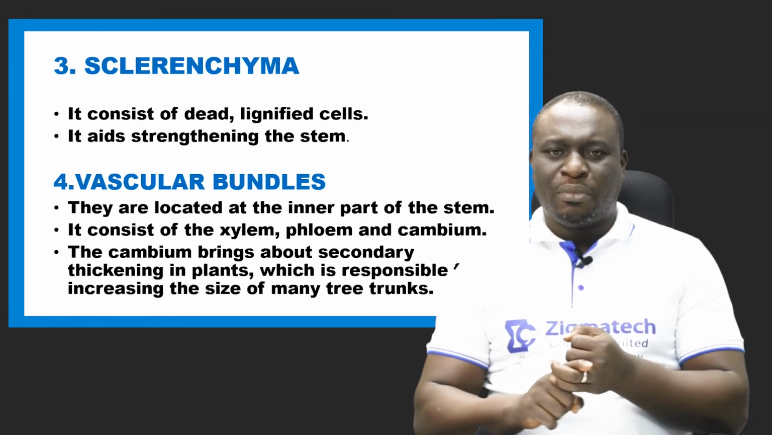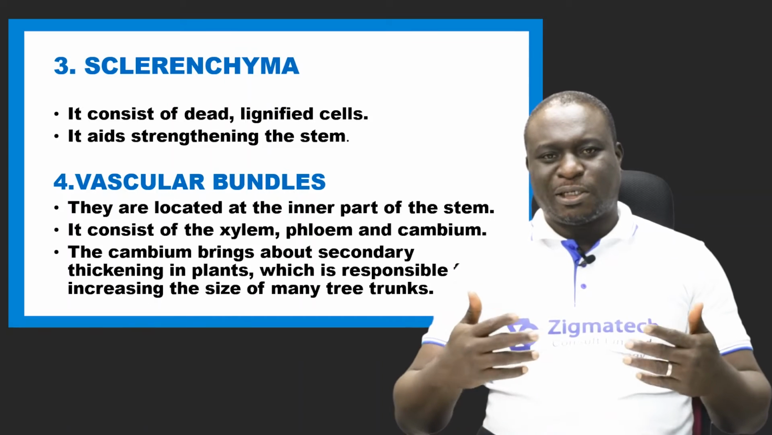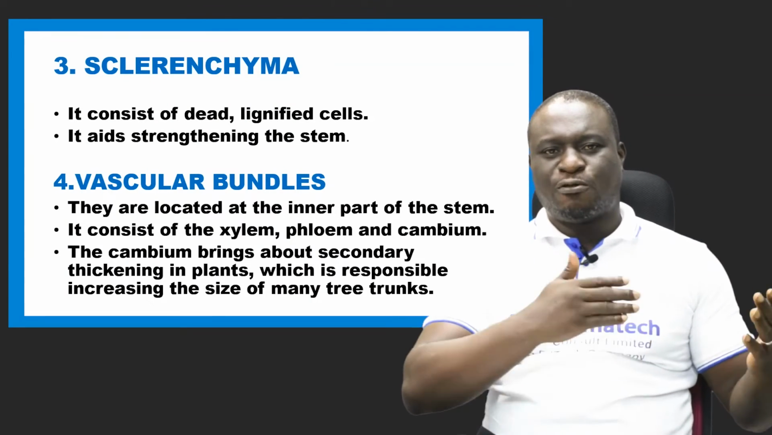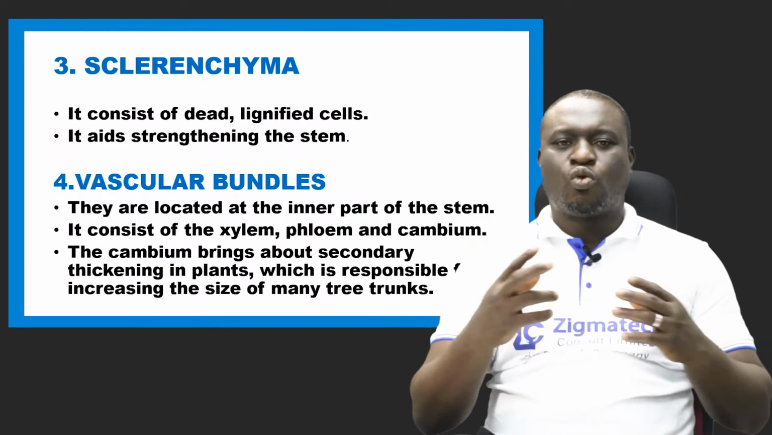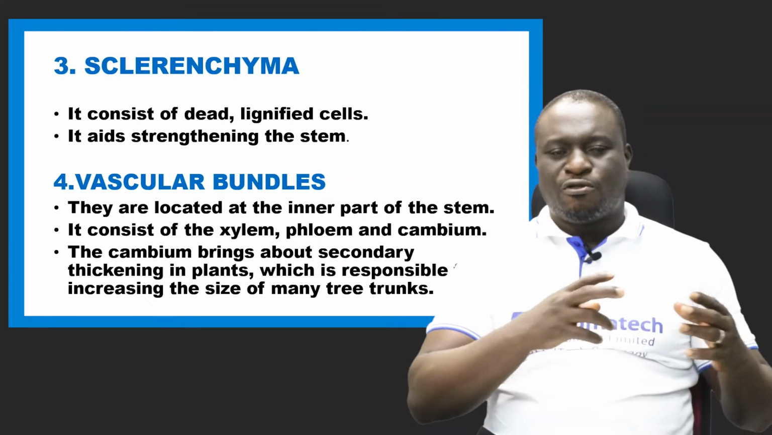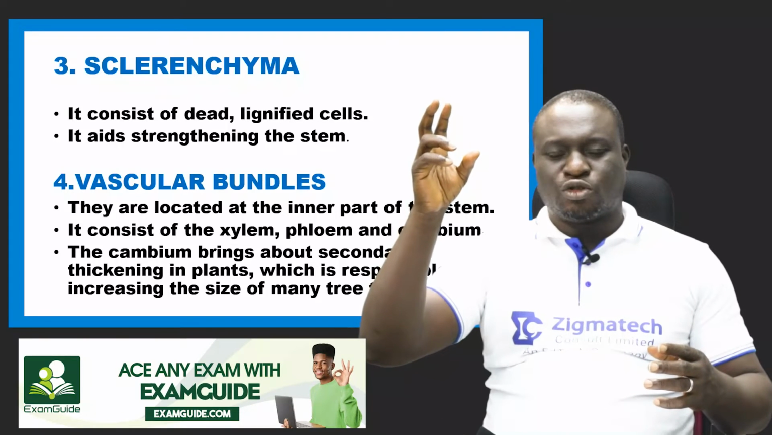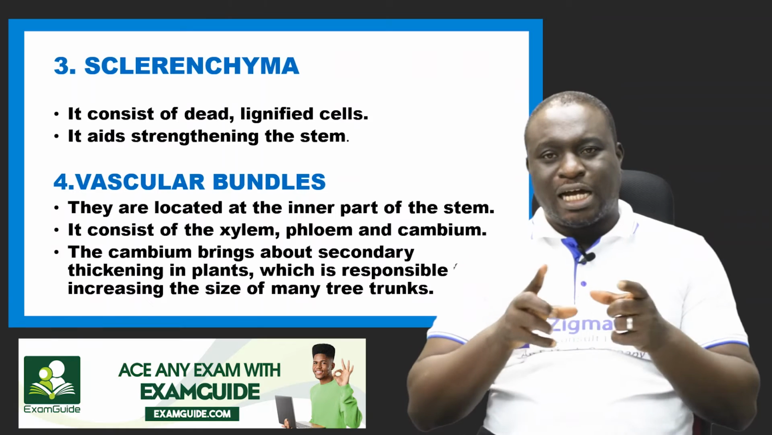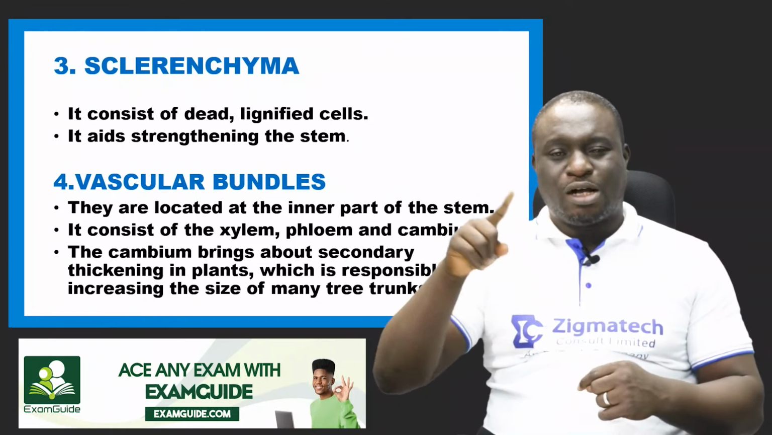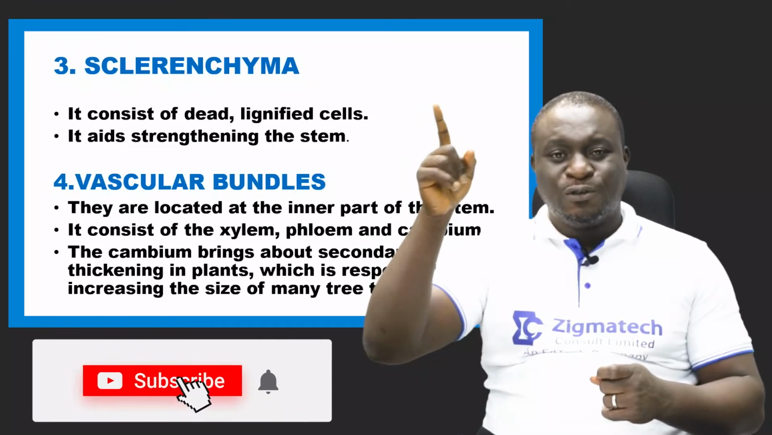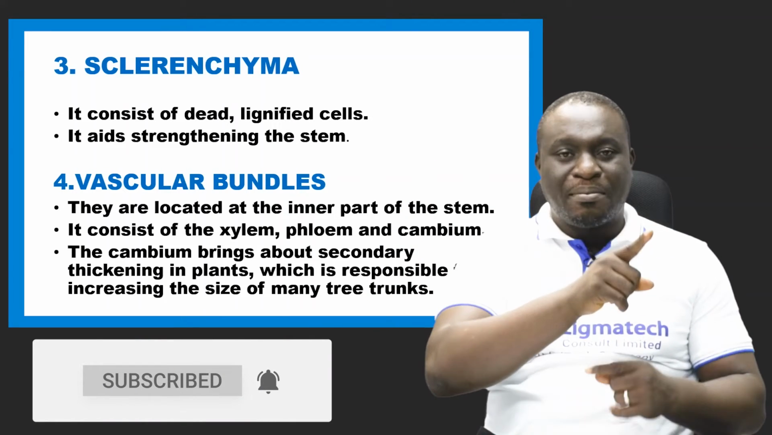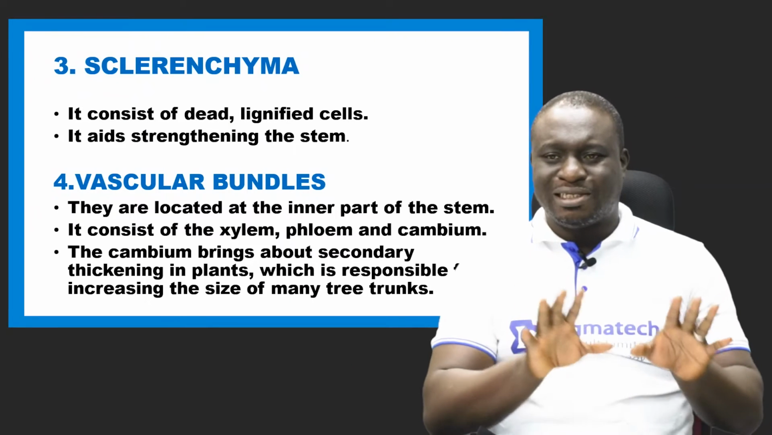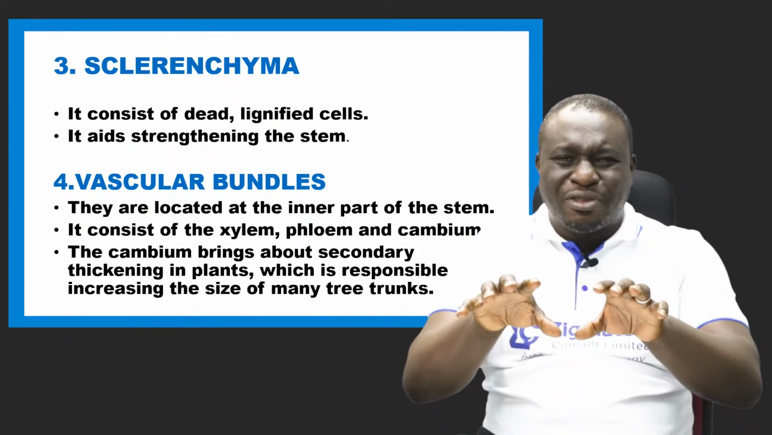Xylem, phloem, cambium. I won't start telling us more about the xylem again. We've just finished talking about it, and we said that one of its major functions is to conduct water and dissolved mineral salts from the roots to the leaves. And then we talked about the phloem, a conducting tissue that helps to transport manufactured food from the leaves to the roots, the stem and other parts of the plants that need it. So these are the major functions of the xylem and the phloem as part of the vascular bundle.